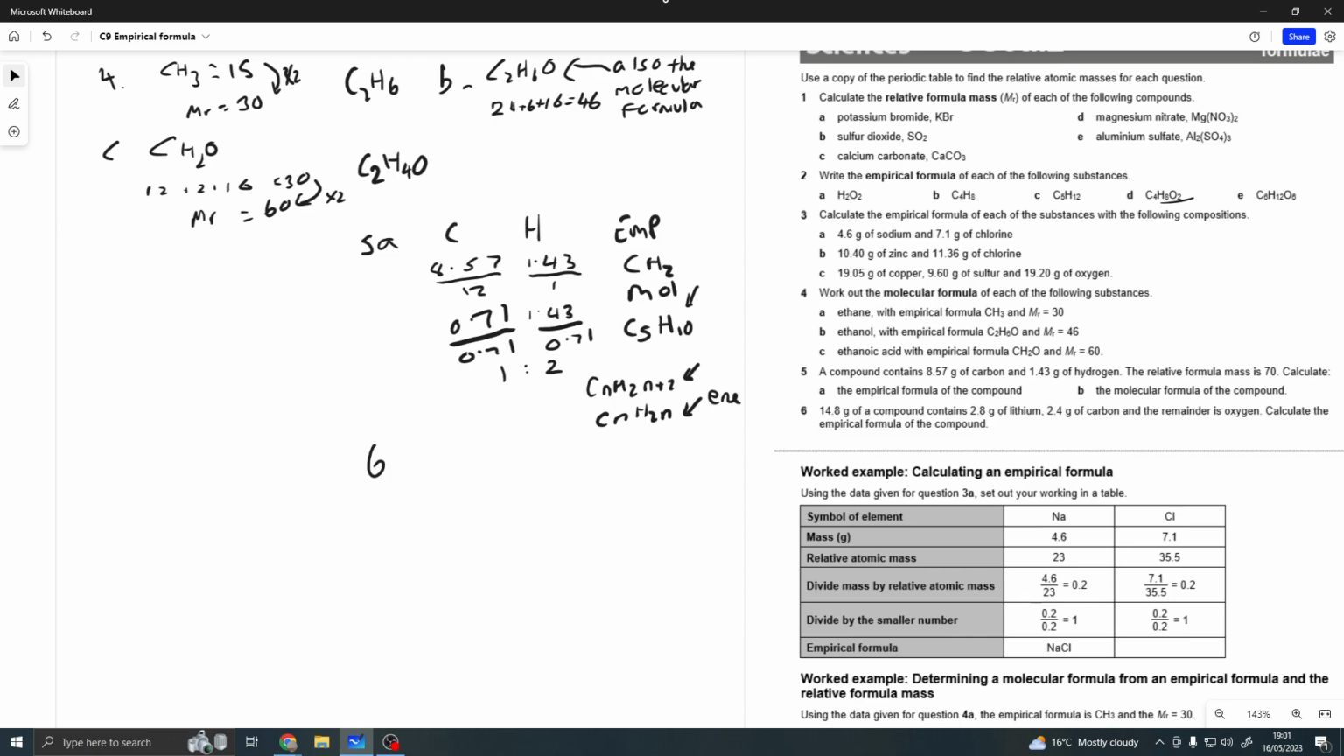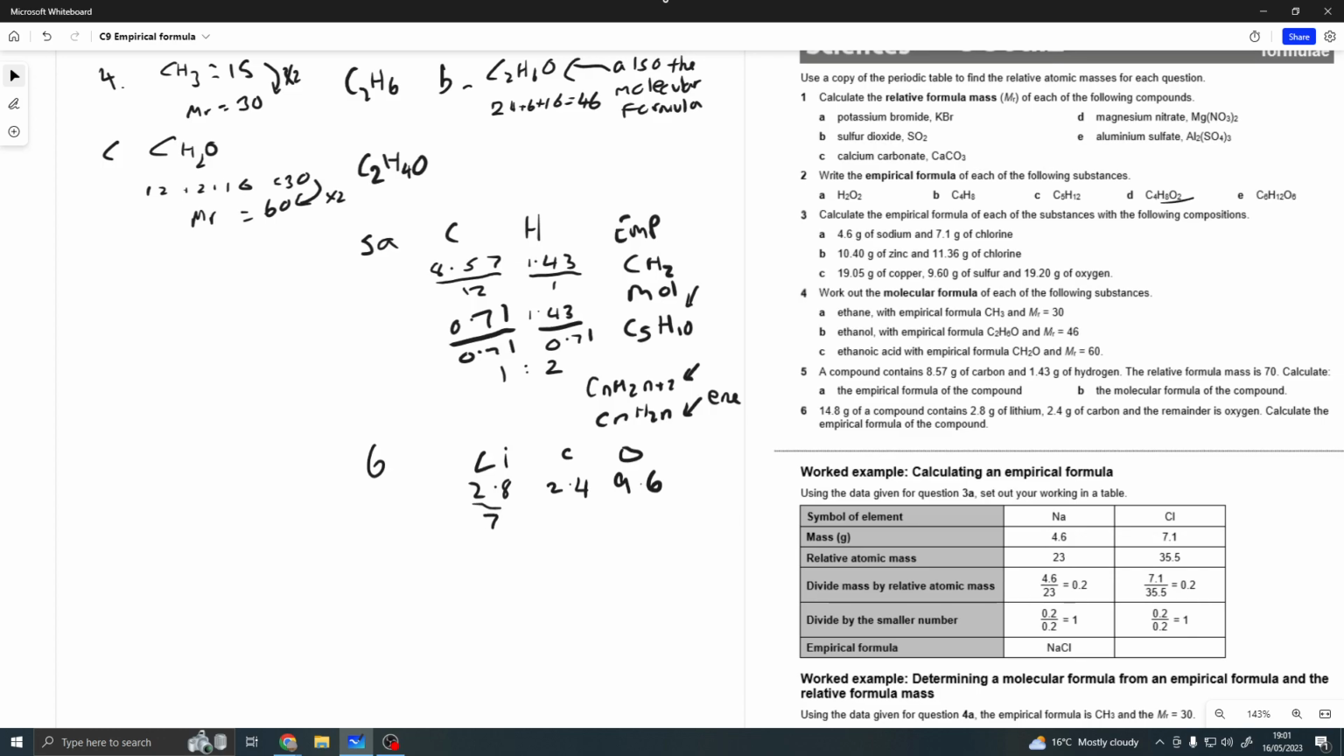Finally, 14.8 of a compound contains 2.8 grams of lithium, 2.4 grams of carbon, and some oxygen. Now, how on earth are you supposed to work out the oxygen? Well, you know the total mass, it's 14.8. So if you take away 2.8 and you take away 2.4, you get 9.6, which is the remaining mass, because these three added together make 14.8.